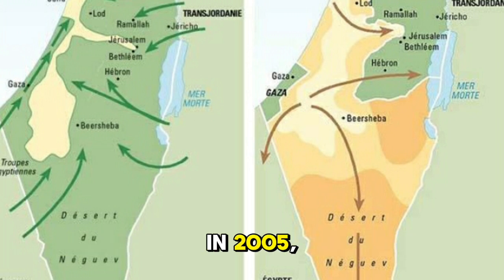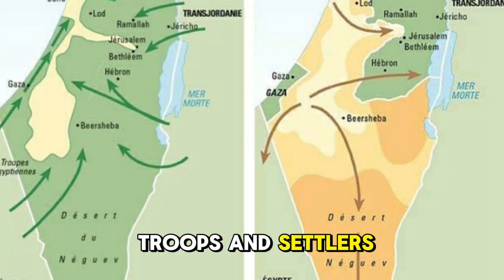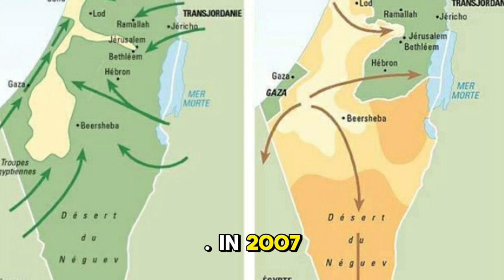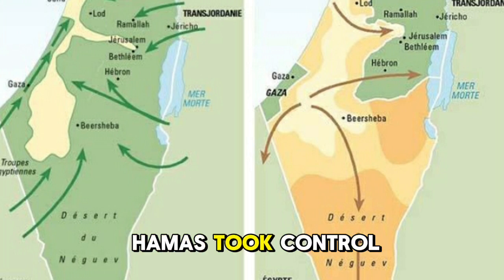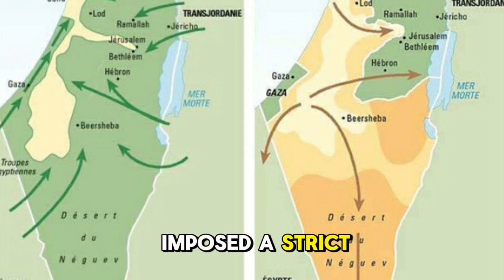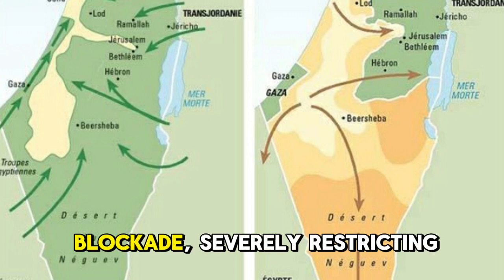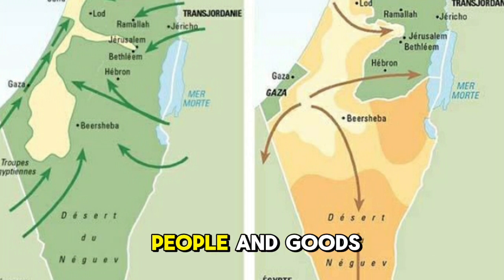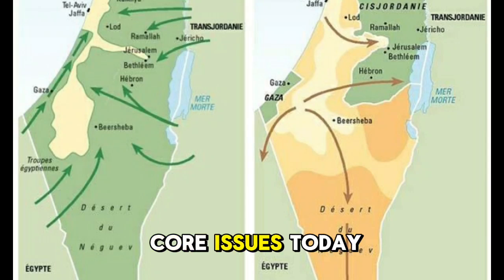In 2005, Israel pulled its troops and settlers out of Gaza. In 2007, the militant group Hamas took control of the Strip. In response, Israel and Egypt imposed a strict land, air, and sea blockade, severely restricting the movement of people and goods.